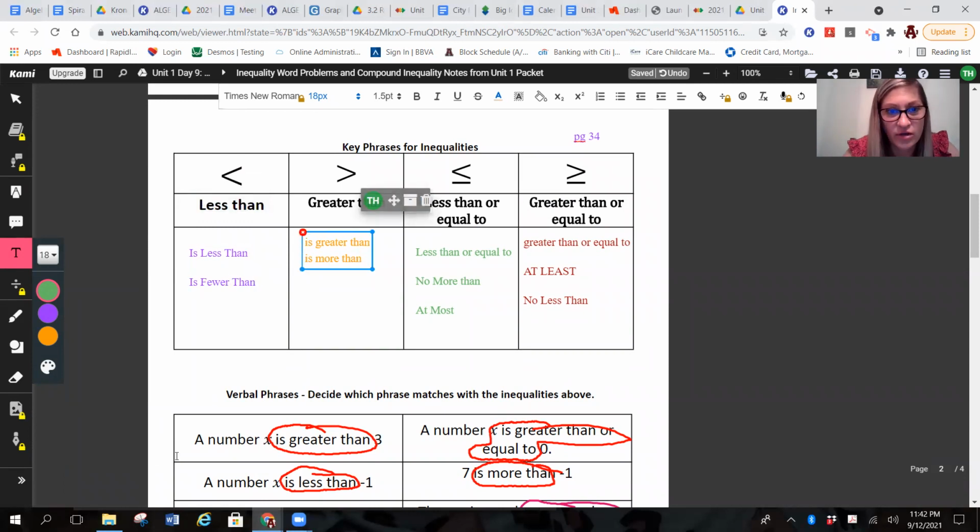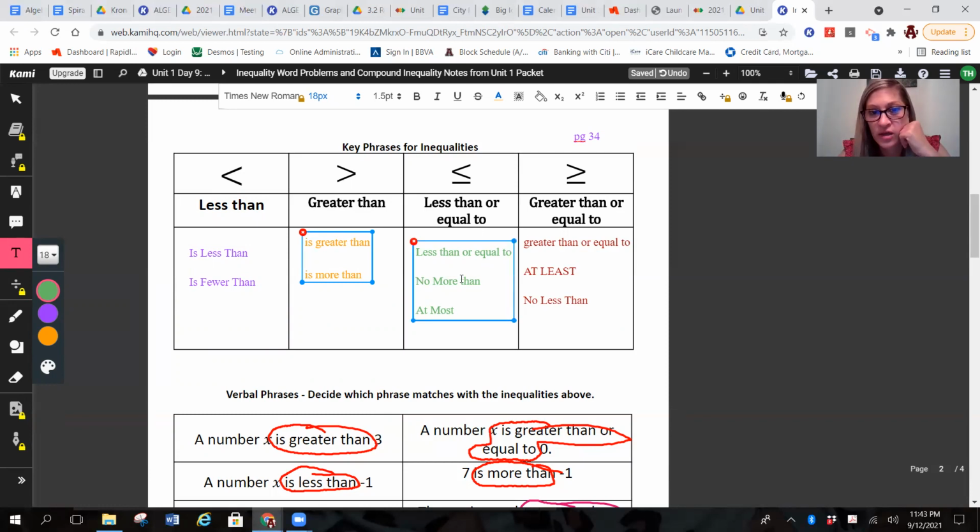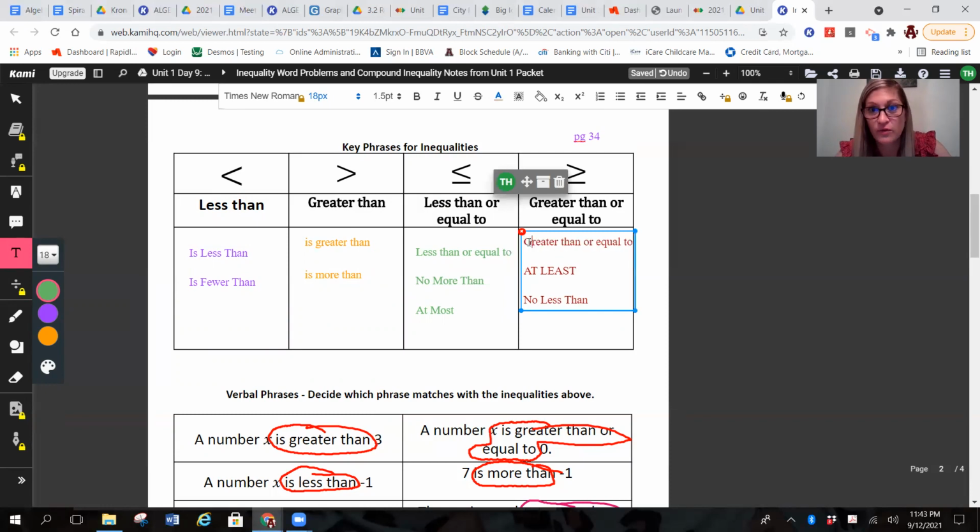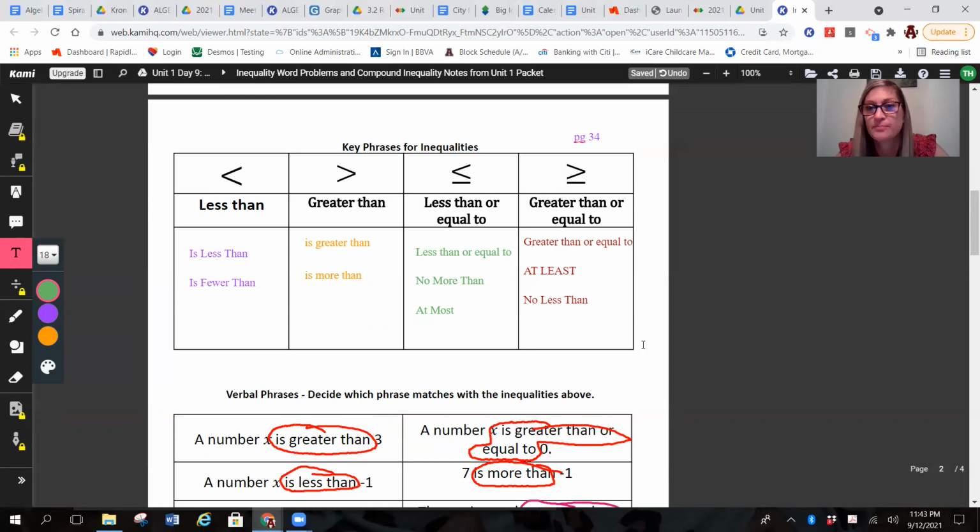Okay, so let's check out our statements now that we have them color-coded and all. For less than, it's is less than and is fewer than. For greater than, it's is greater than or is more than. For less than or equal to, we have 3: less than or equal to, no more than, and at most. Greater than or equal to, you would have greater than or equal to, at least, and no less than.